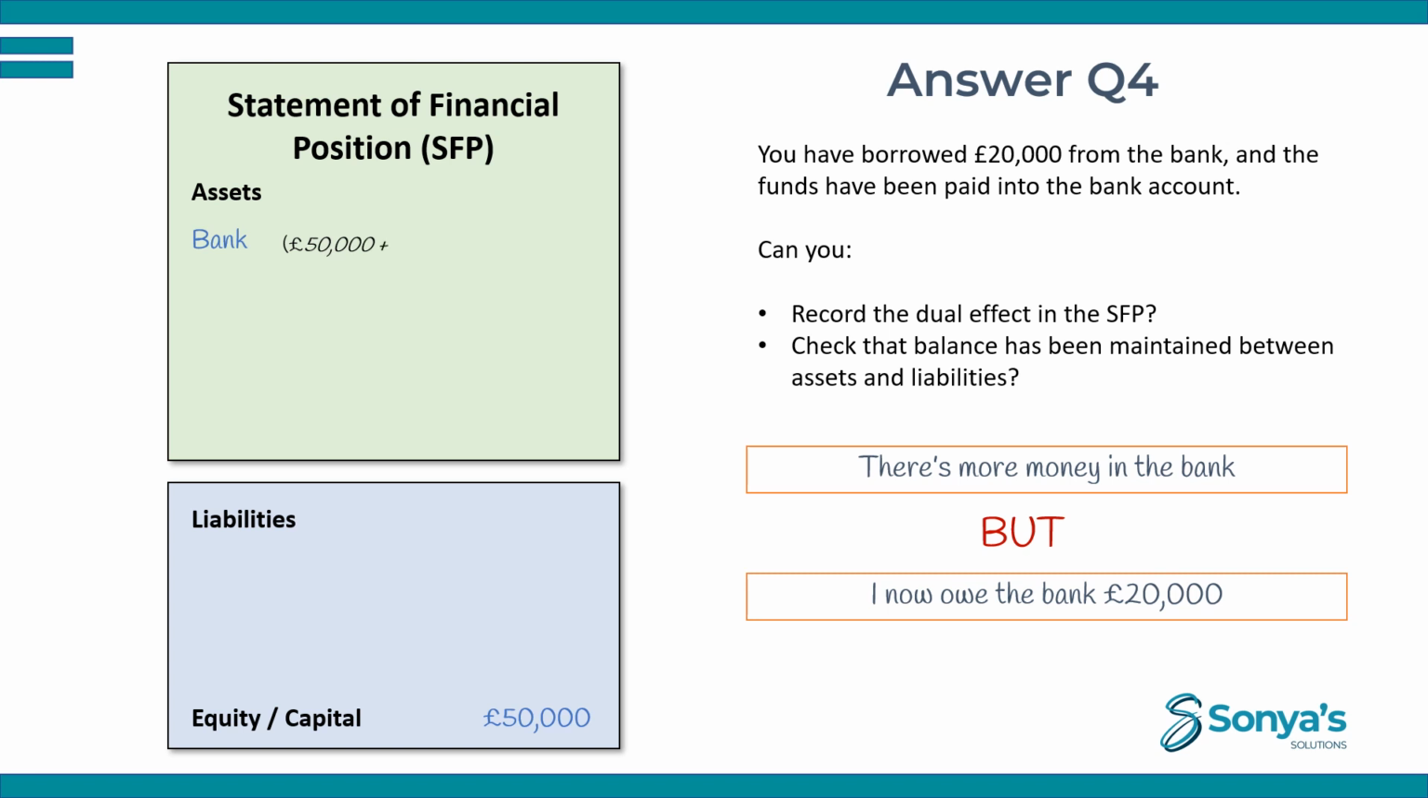The bank balance increases by £20,000, giving a new balance of £70,000. The equal and opposite effect is the creation of a liability, as £20,000 needs to be repaid to the bank. The liabilities section is showing us where the money has come from and what needs to be repaid in the future. And the assets section is showing where it is in the business. Balance has been maintained as the total of the business's assets equals the total of its liabilities.